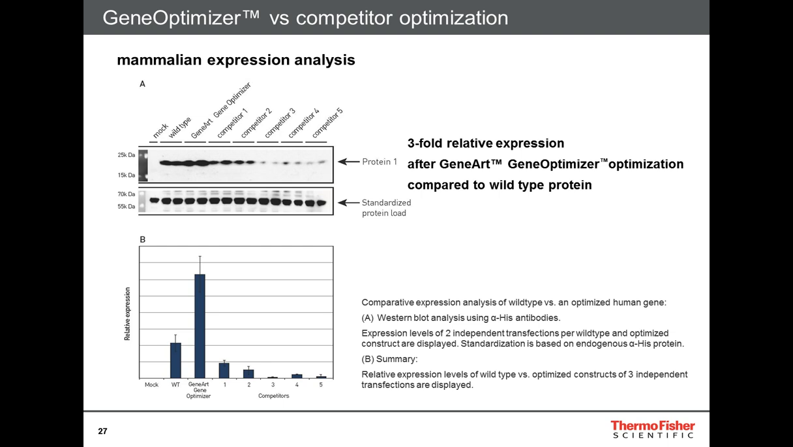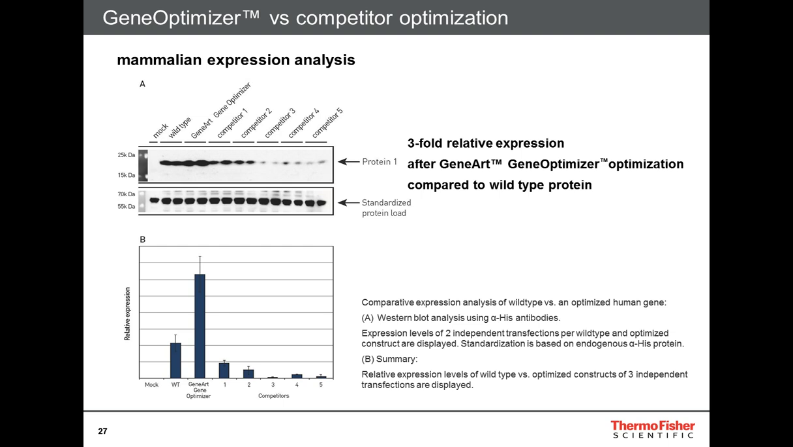Now, there are, of course, other companies out there, competitors, who also offer gene synthesis and gene optimization. And we have taken a closer look at different optimization strategies, so in silico optimization strategies. Some of them are very different from ours, and some of them are similar to ours, I would say. We have synthesized such genes, designed by different competitors, and tested them in a mammalian expression analysis here.